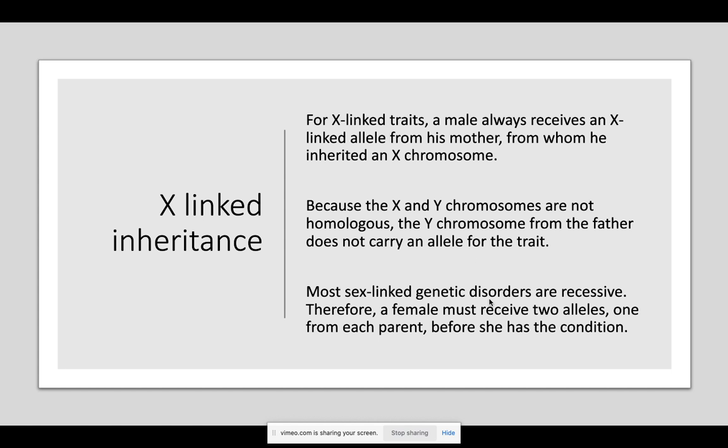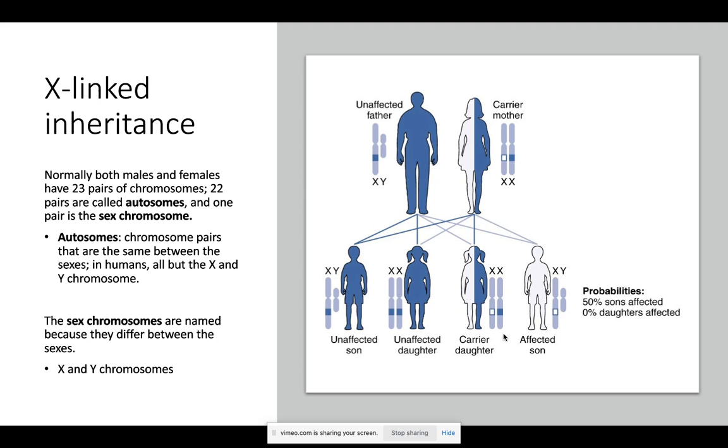Most sex linked genetic disorders are recessive. Therefore, a female must receive two alleles, one from each parent, before she has the condition. And we can see that on this previous slide here. We have an unaffected father, an X and a Y, and we have a carrier mother, right? You can see here by the box that is not shaded in, she's most likely carrying this disorder, okay?